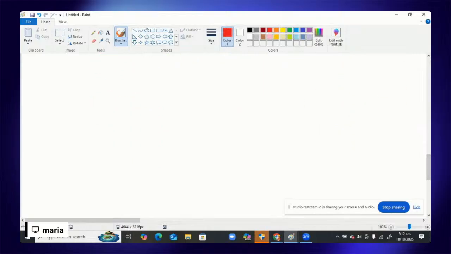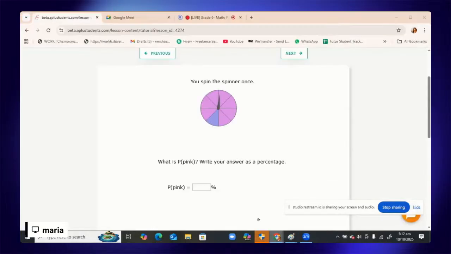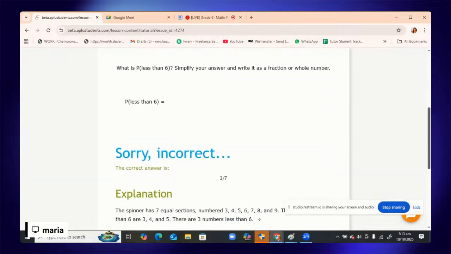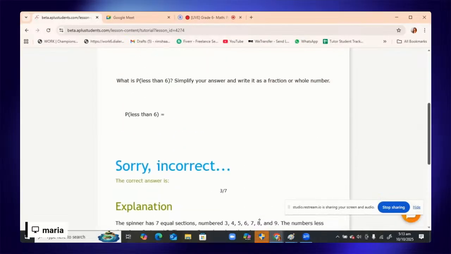Now, let's take another question. Okay, let's do this question. This is again the spinner. You spin the spinner once. So what is the probability that the number is less than 6? Simplify your answer and write it as a fraction or as a whole number.